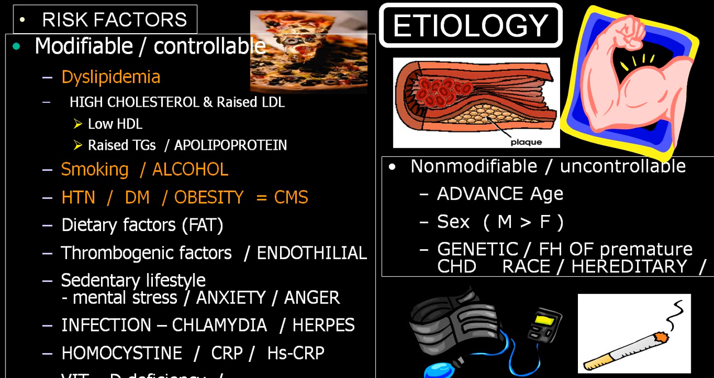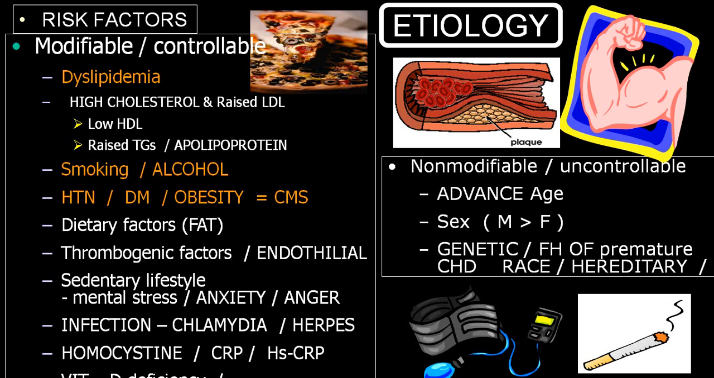Among modifiable causes, the most common cause is dyslipidemia, or we call it hyperlipidemia, where you get an abnormal elevation of total cholesterol. You have a raised level of LDL, low density lipoproteins, a low level of HDL, high density lipoproteins, an elevated level of triglycerides, which we call hypertriglyceridemia, or abnormally high levels of apolipoproteins. These are all included in dyslipidemia.